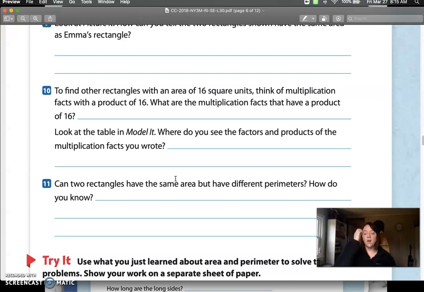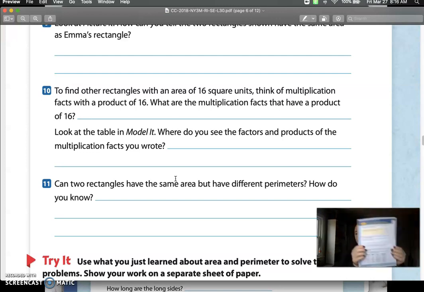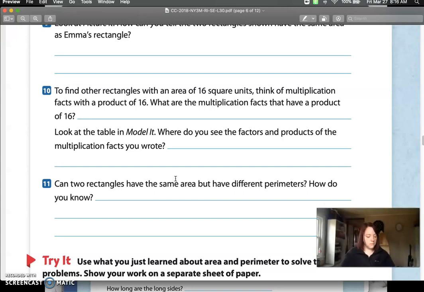Yes, because not all of the rectangles are going to have a big outside perimeter. Like this one has a very small perimeter, but this is the one that has a lot of perimeter units. So we have 1 times 16, so the area is 16 square units. But when you do the perimeter, it's actually 34.